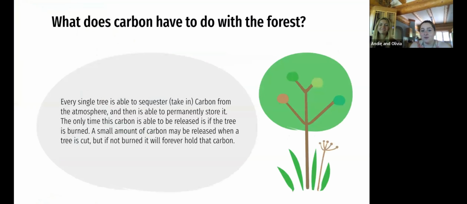So what does carbon have to do with the forest? Every single tree is able to sequester and take in carbon from the atmosphere, and then it is permanently stored. The only time carbon is released is if the tree is burned. A small amount of carbon may be released when a tree is cut, but if it's not burned, it will forever hold that carbon.